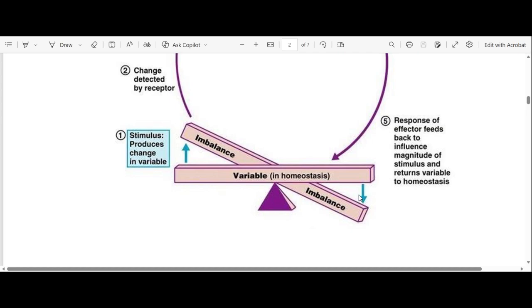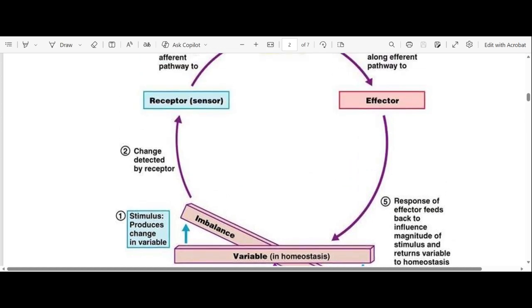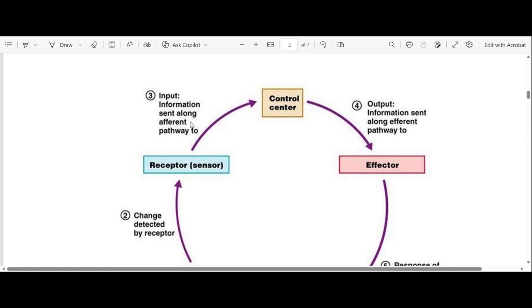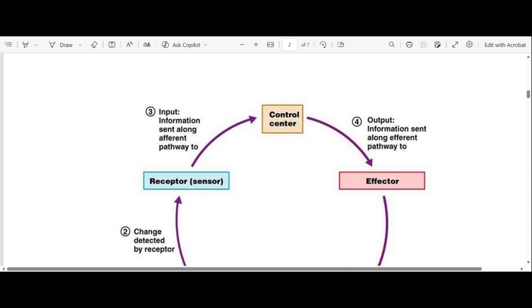The other way around is also true, right? Whenever there's an imbalance, remember, I'll repeat that again, the receptor cells are notified, and they receive that imbalance and send the message to the control center.